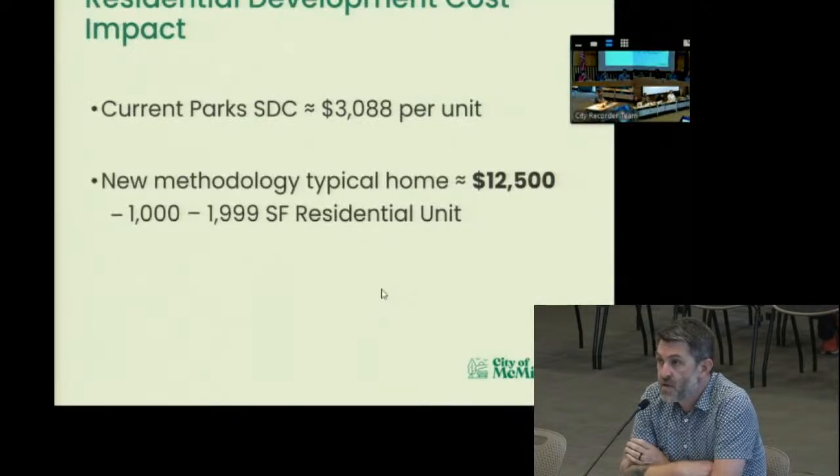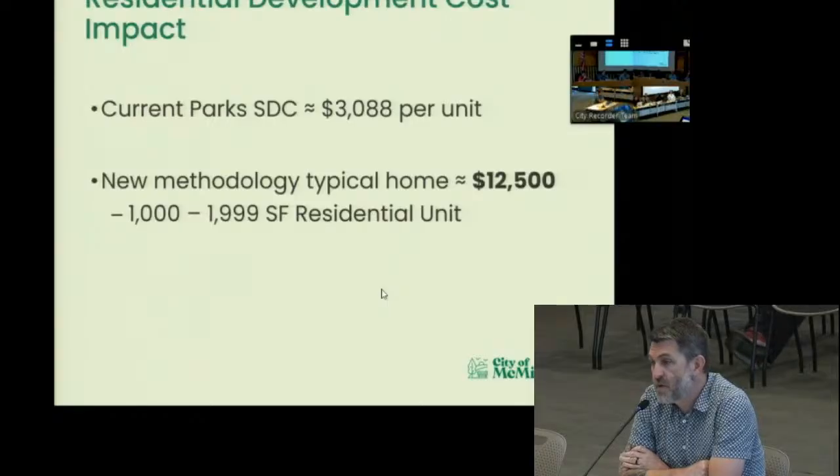So the first is our current park SDC is $3,088 per unit, so that is one household. The new methodology assumes a typical home, which is that 1,000 to 1,999 square feet, would be about 12,500. That number goes down if the residential unit is smaller, and it goes up if the residential unit is larger. But that is the average in the proposed methodology.